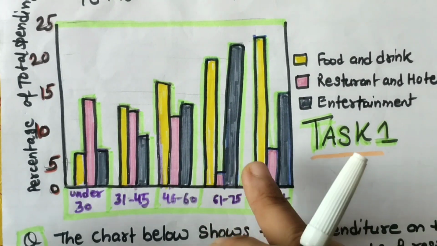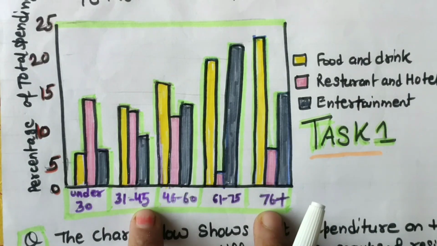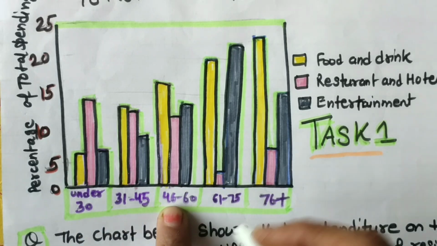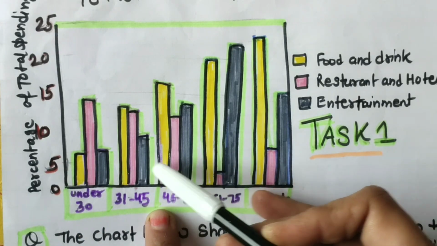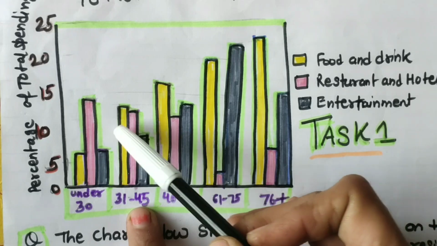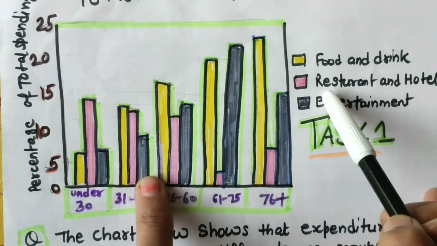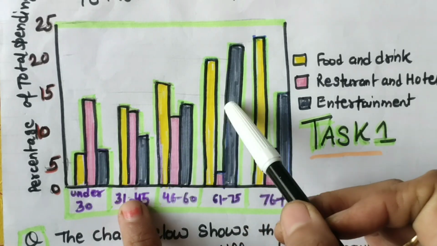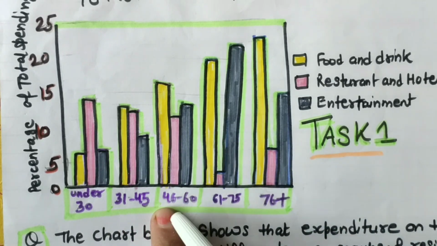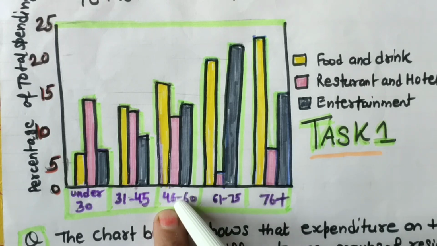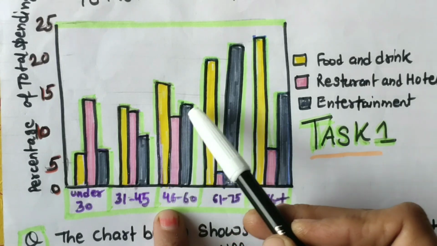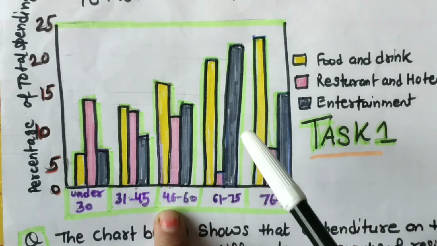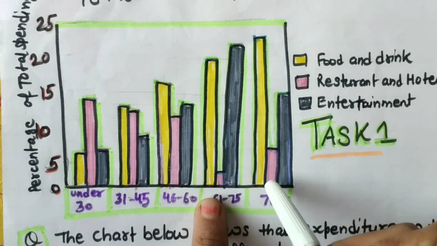So now we have analyzed the younger age group, under 30 and up to 45, you can see they were spending more money on food and restaurant and hotel, and less money on entertainment. But as the Britishers grow older, meaning their ages are going up, they spend most on food and drink as well as on entertainment facilities, not going for restaurants and hotels and all.